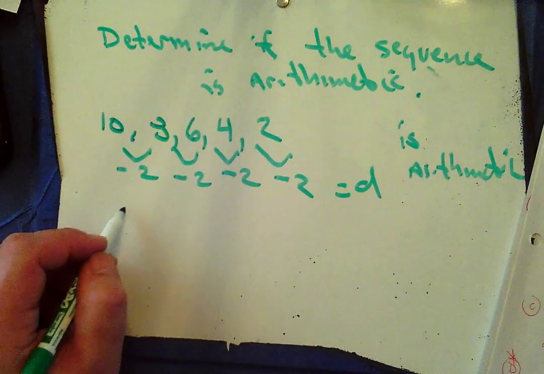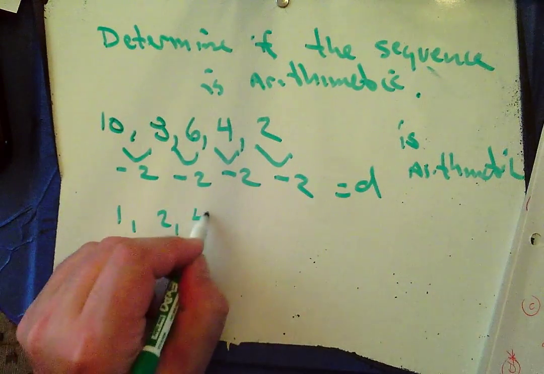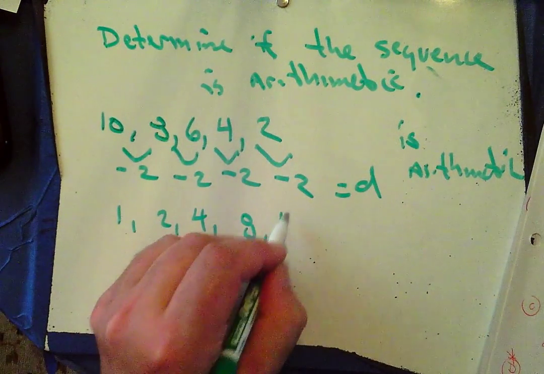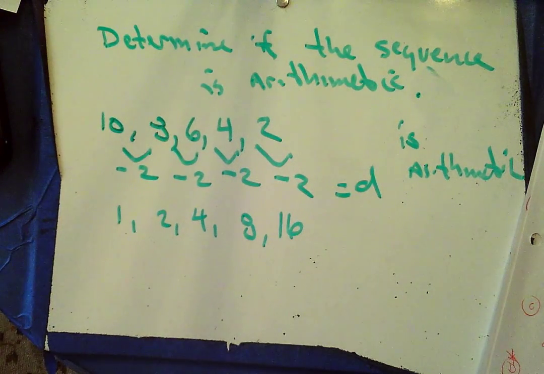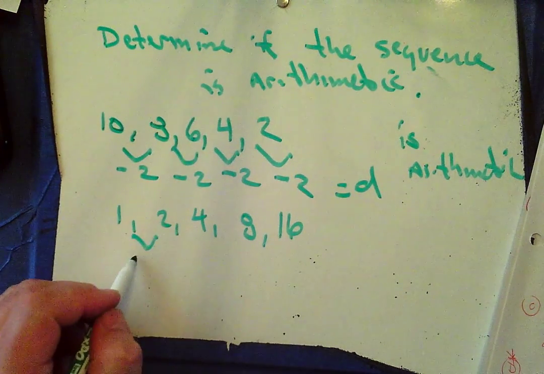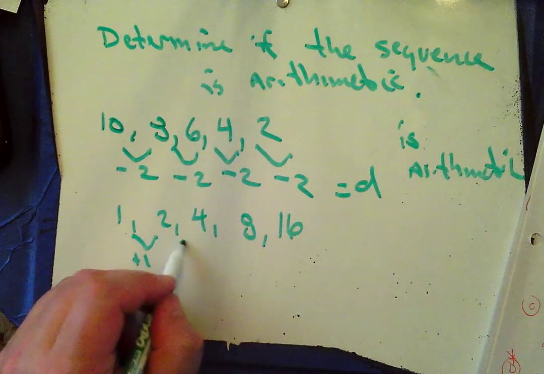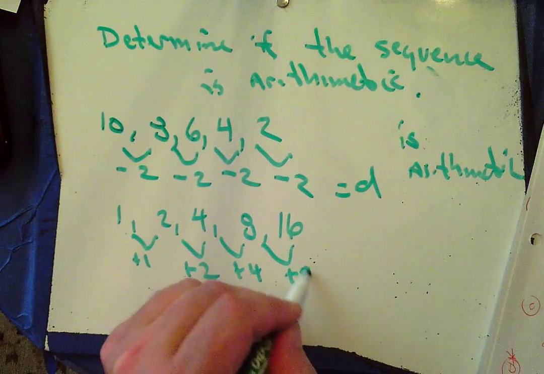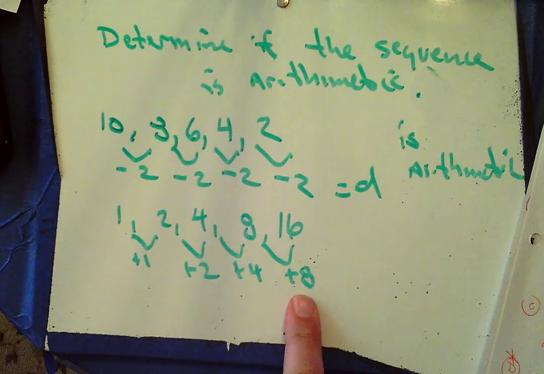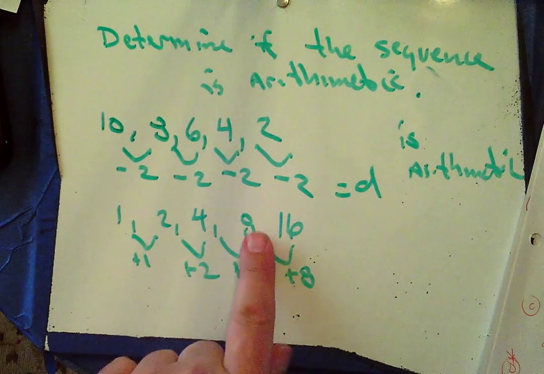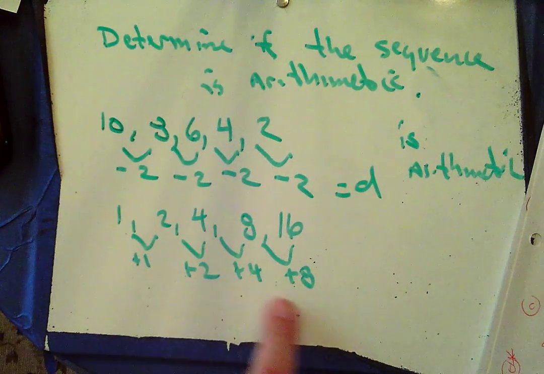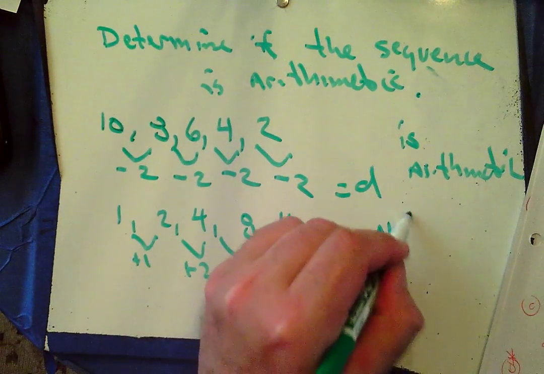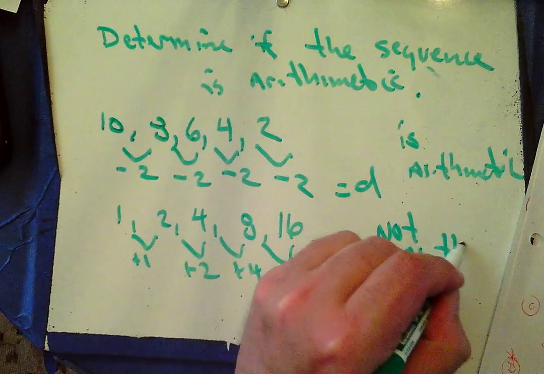How about this sequence? 1, 2, 4, 8, 16. Does it go up by the same amount each time? Plus 1, plus 2, plus 4, plus 8. Ooh, freaky. What it goes up by is these values. But that's not the same amount, so this is not arithmetic.